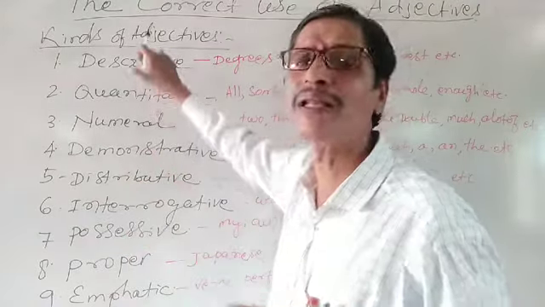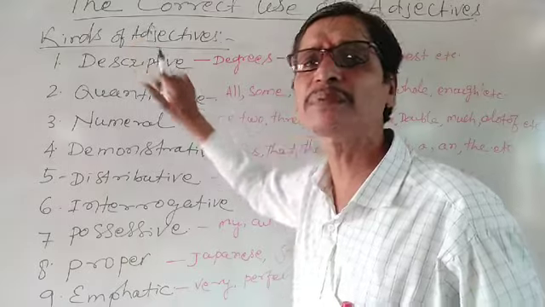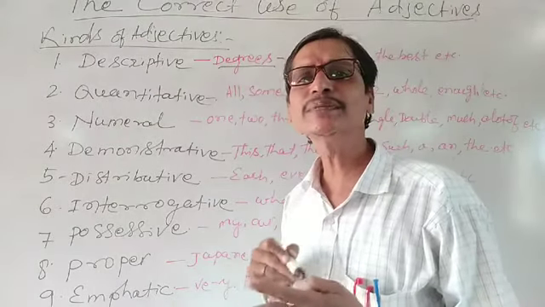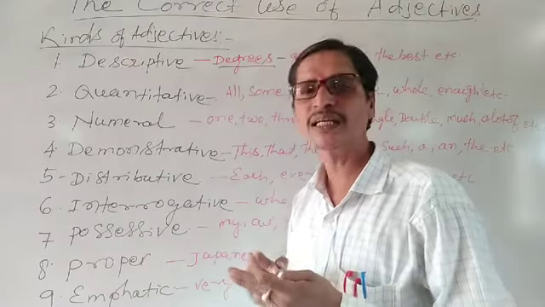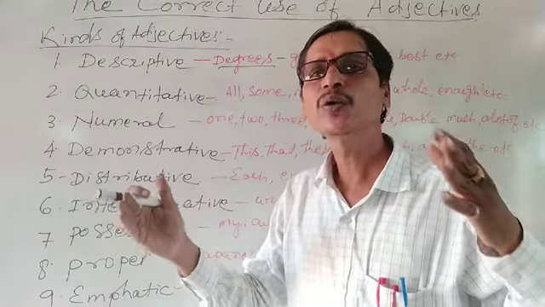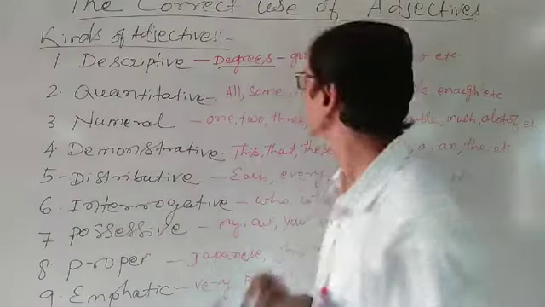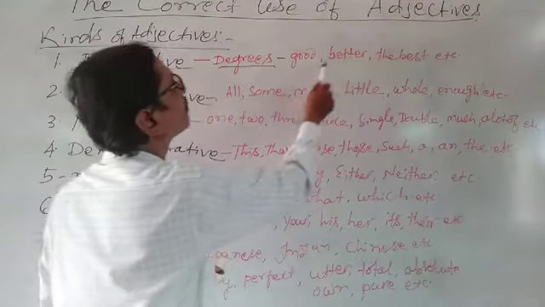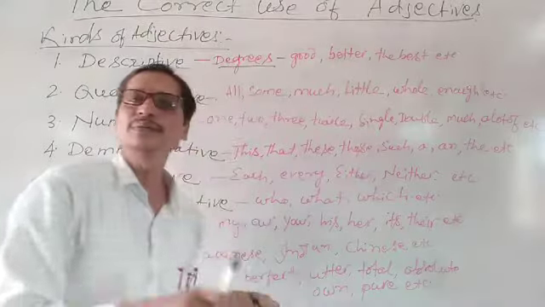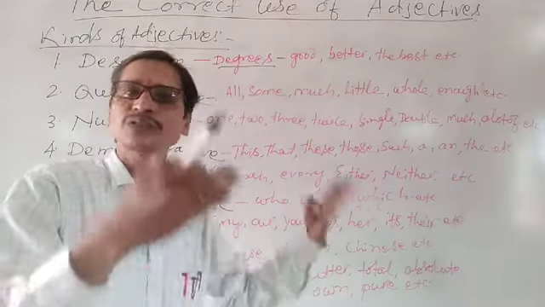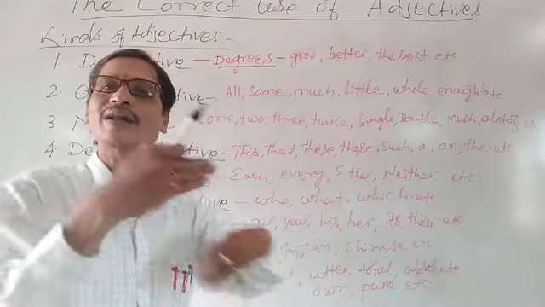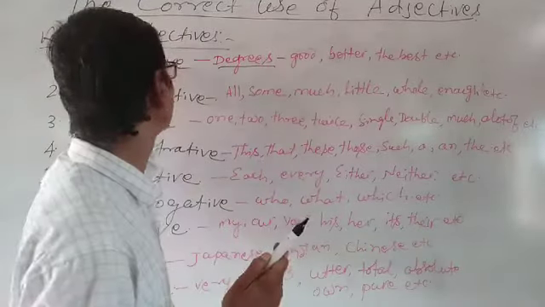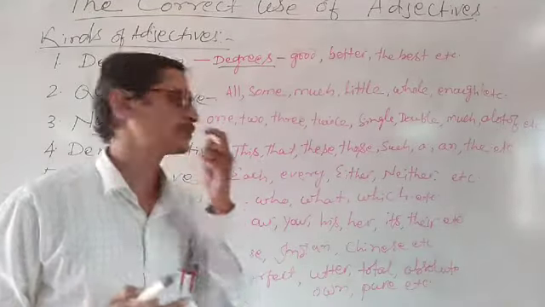Understand? So normally while we are using the descriptive adjectives, we use those degrees. Degrees means we have positive degree, comparative and superlative degrees. The examples I have given over here, you can see good, better, the best; beautiful, more beautiful, the most beautiful; long, longer, longest; wise, wiser, wisest, like such. We are using these descriptive adjectives.